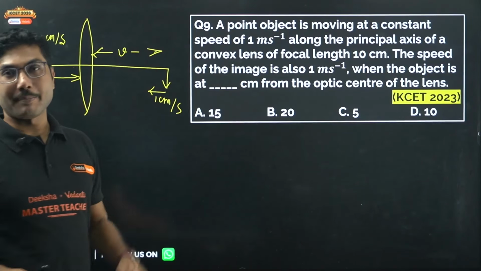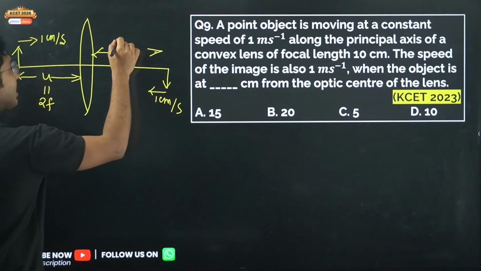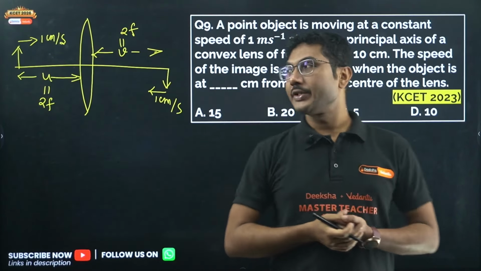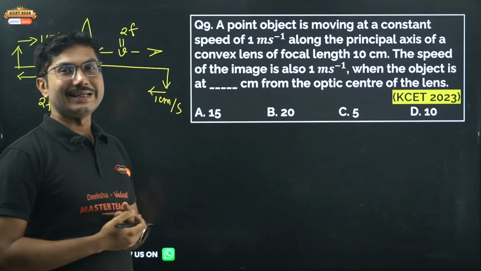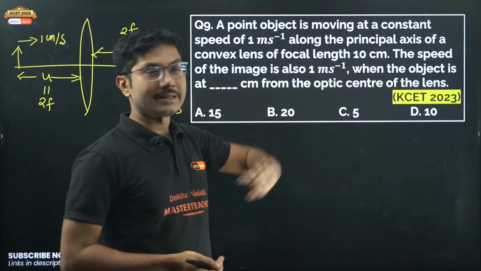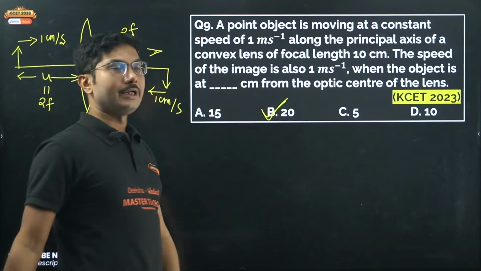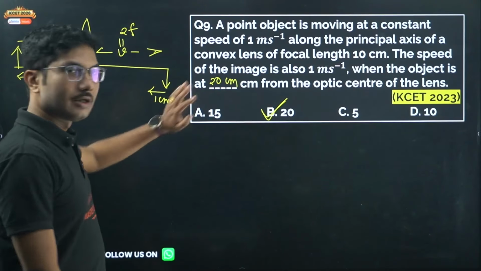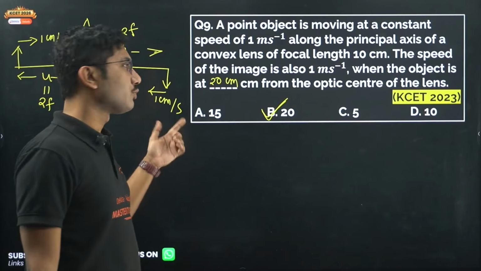So when does this happen? When the object is at 2f, then the image distance will also be 2f. In that case only we observe that u equals v, and then only they will move at the same speed. The focal length given here is 10 centimeter, so the object must be at a distance of 20 centimeters. So the answer here will be 20 centimeter. Clear? This is a typical KCET level easy question that should not take a lot of time to solve.